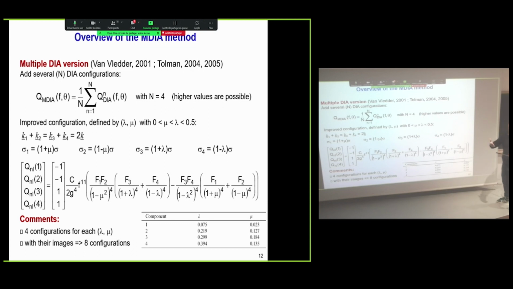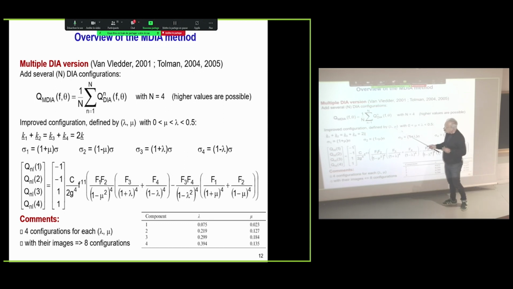So one natural idea after that was to try to sum several DIA type configurations, adding more configurations. Here I show an example where 4 configurations are considered. So now we have 4 times 2 configurations, with the image each time. Here I show the configuration proposed by Hendrik Tolman in 2004, for instance.